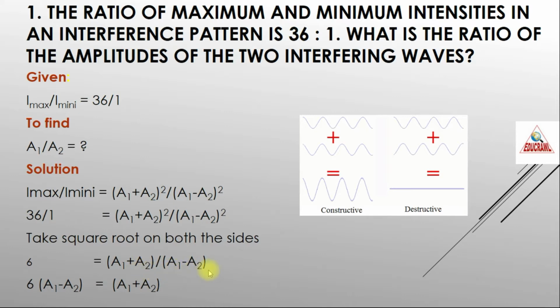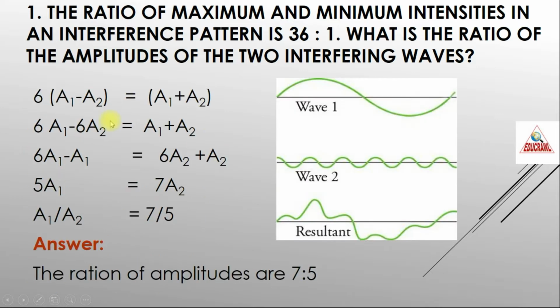Now A1 minus A2 in the RHS take to the LHS. So the equation becomes 6 into (A1 minus A2) is equal to A1 plus A2. Now multiply the 6 inside the bracket. So we get 6 into A1 minus 6 into A2 is equal to A1 plus A2. Now segregate A1 on one side and A2 on the other side. Hence the equation becomes 6A1 minus A1 is equal to 6A2 plus A2.